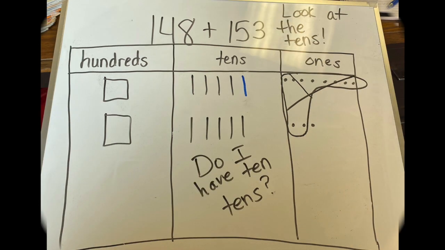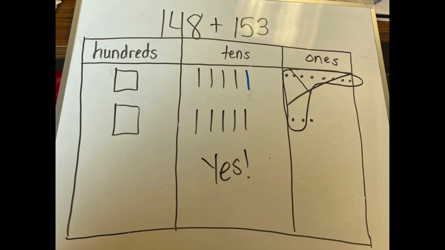And I have another question to ask myself. Do I have 10 tens? And let's see, I have 5 tens on top because of what we did with the last step. And then we have 5 on the bottom. So 5 plus 5, well, that makes 10 tens. So yes, we do have 10 tens.